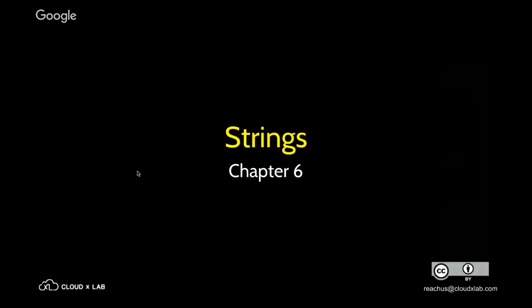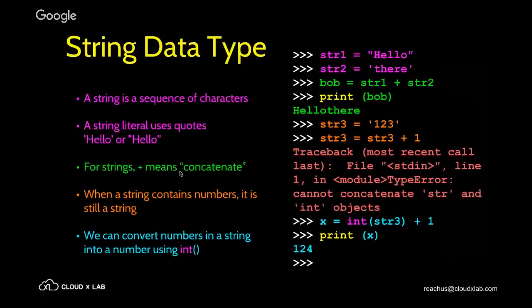Now we're going to revisit what we learned about strings, and we will also go into more details about other topics after this. So first of all, let's try to understand what a string is. A string is a sequence of characters, or we sometimes refer to characters as letters. A string can be defined using single quotes or double quotes. For example, hello and there both are strings. There is no difference between the two.